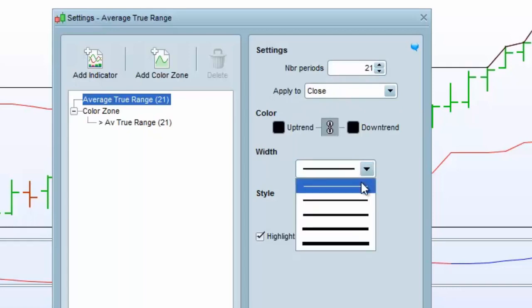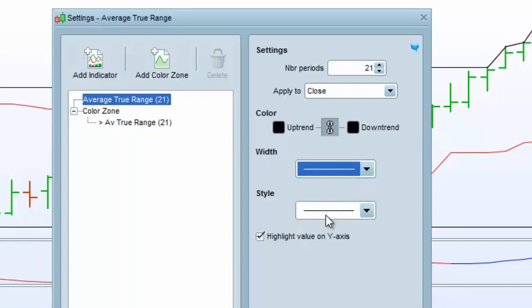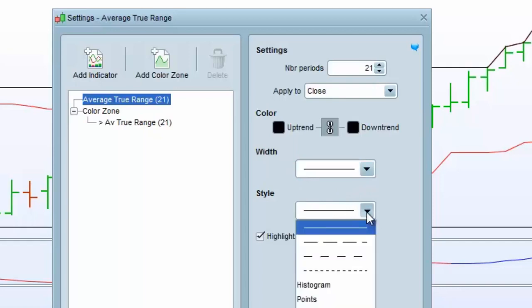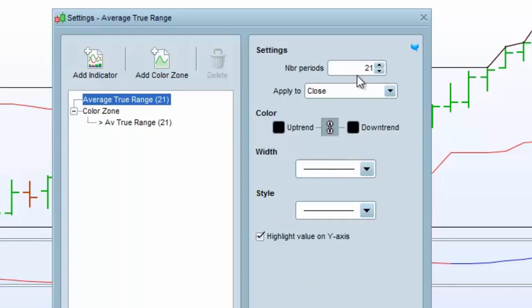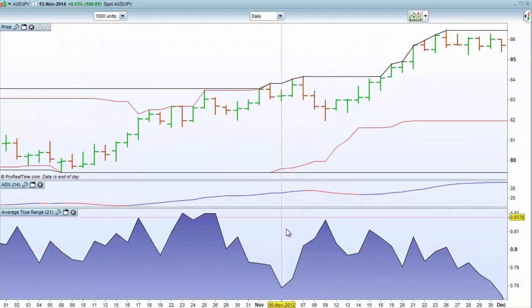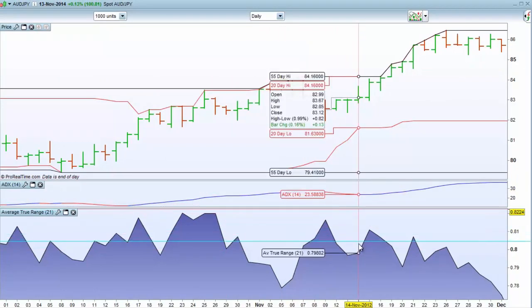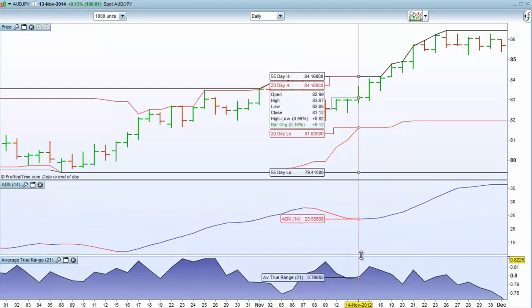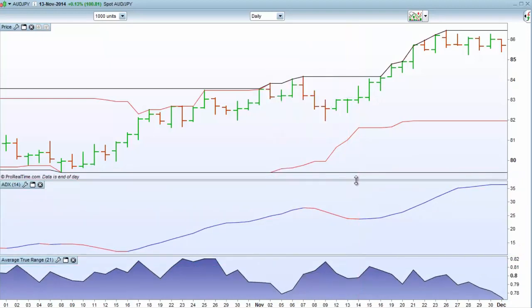The width doesn't really matter. You can change that. It's not necessary. And the style, I usually leave it as a line, not a histogram or points or line and points, and definitely not invisible because we want to see it. All right, so now once that's done, I click X, and now here goes my ATR, my average true range. All right, let me just resize these to make them a little smaller.